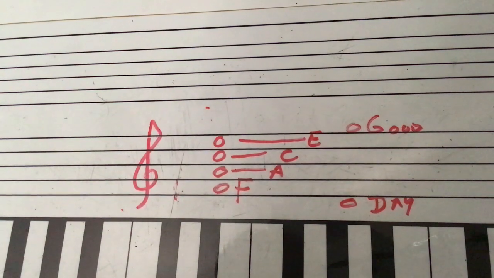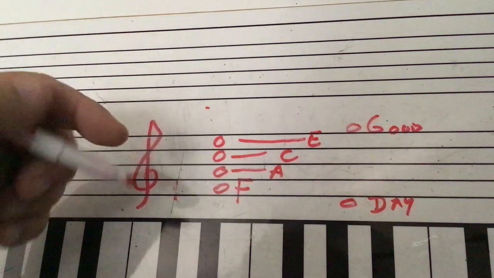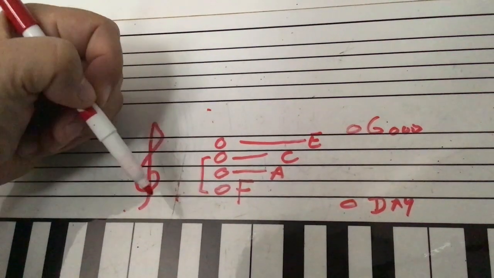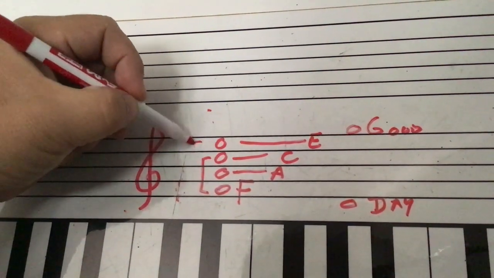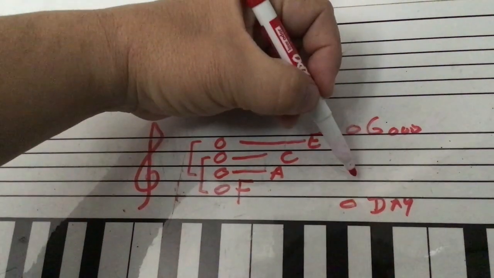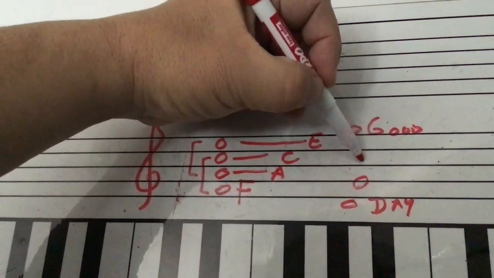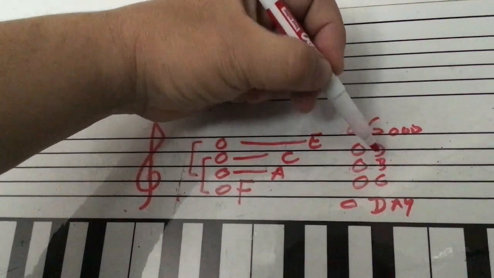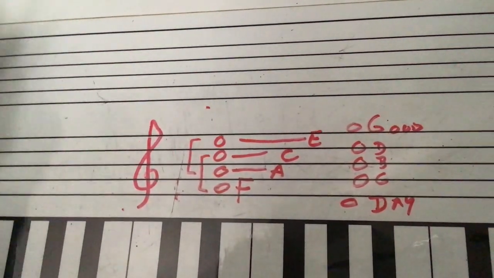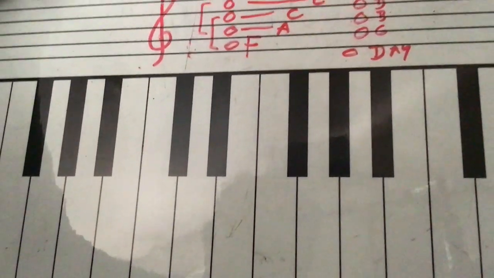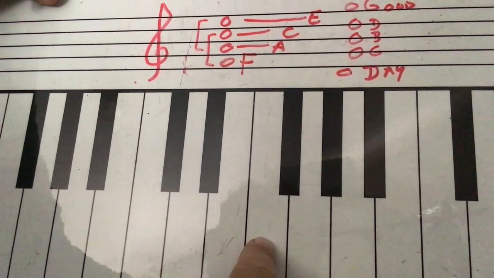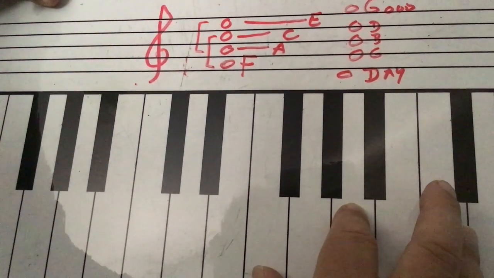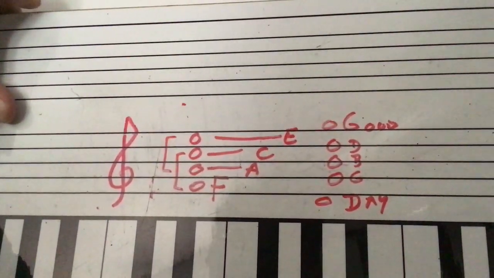You'll also notice that if we skip every other line or every other space, that we spell our triads. So F-A-C or A-C-E, or if we're on the lines, remember this note is G, G-B-D, right? And that also converts to the piano as well. If you know that this is your F, then you go F-A-C, like that right there, which relates to triads.